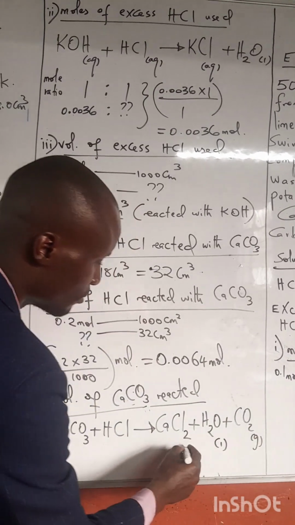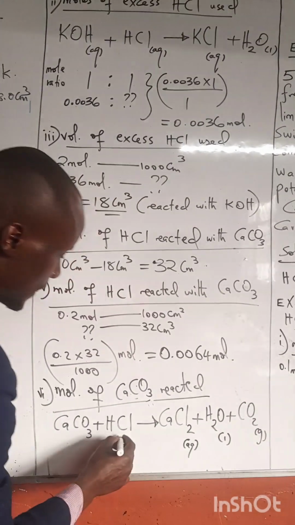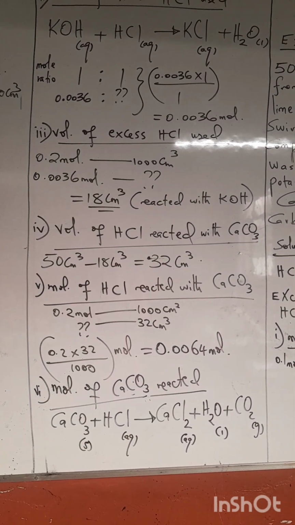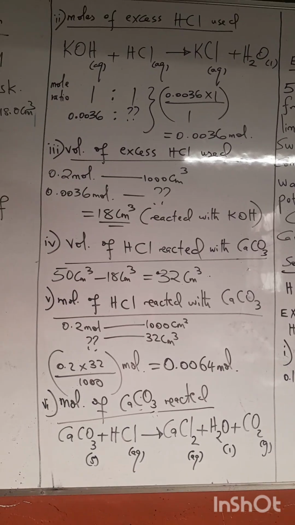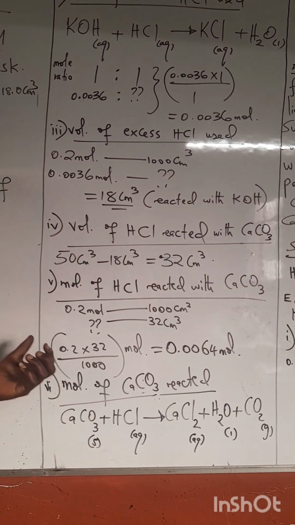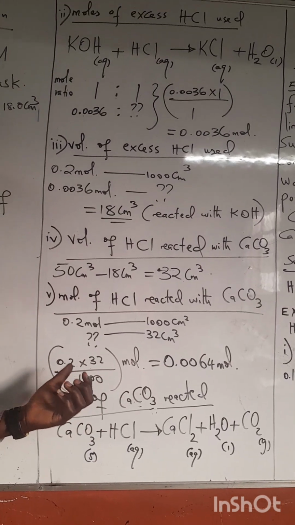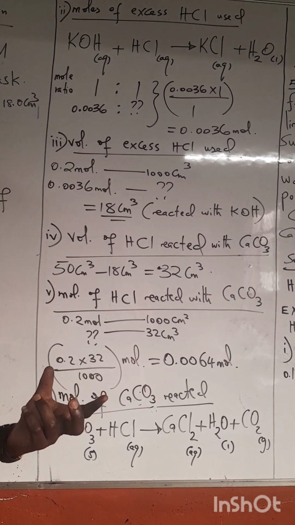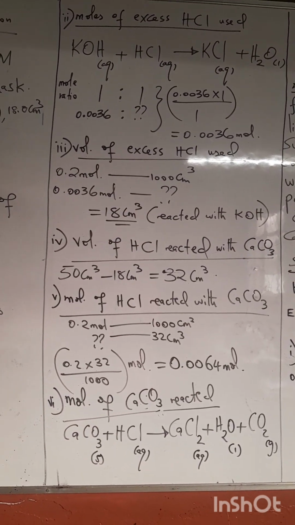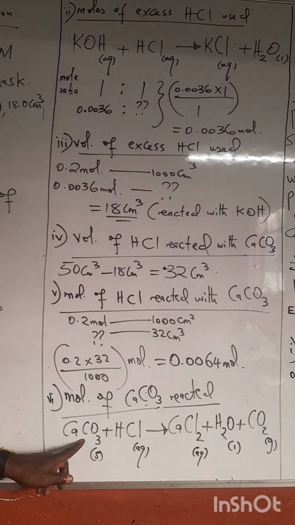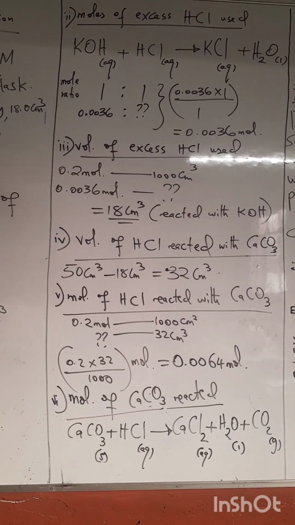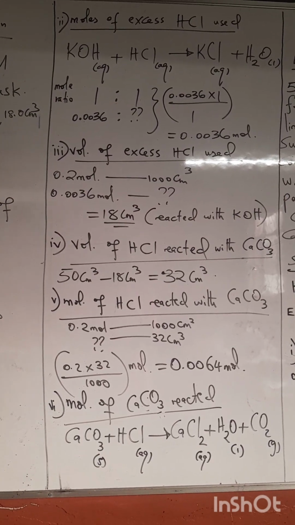Write the correct state symbols. This one is in solution. This is in solution. This one is a solid. It's an insoluble salt. And by the way, when I introduced you to the definition of back titration, I told you it is used when the endpoint is difficult to find. Why are we saying the endpoint is difficult to find in this equation? This is an insoluble salt. So the reaction between this one and this one is very slow. It's very slow.